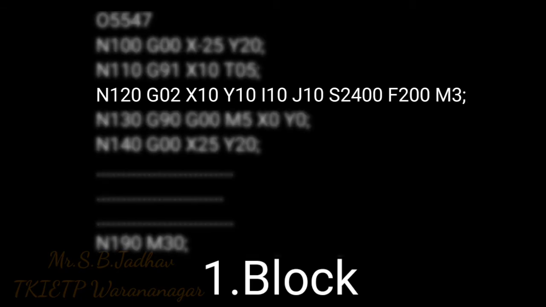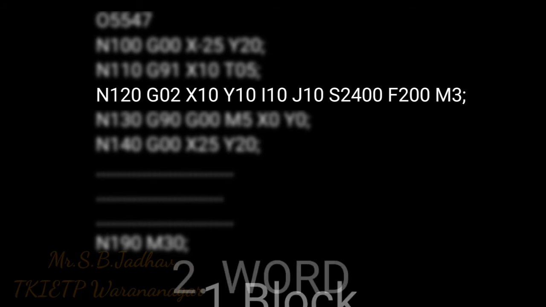Block. A block is a group of words, or a group of coded instructions, for the NC or CNC system to execute a particular movement. This block is ended by using EOB in capital letters or a semicolon at the end. Each coded instruction in a part program is called a word.